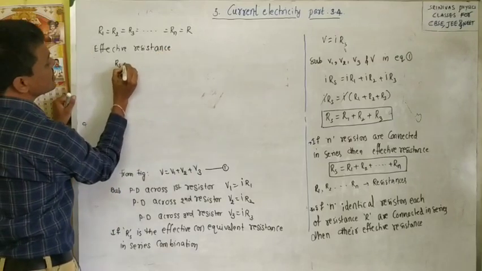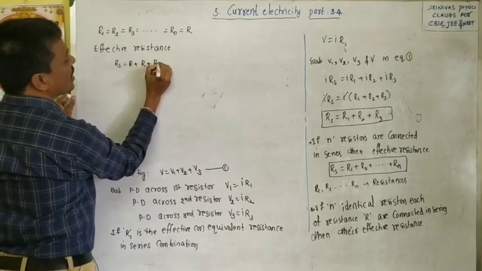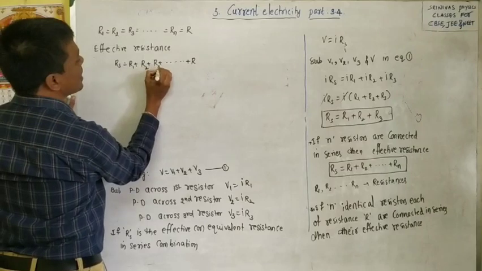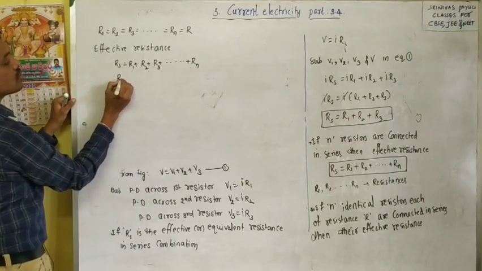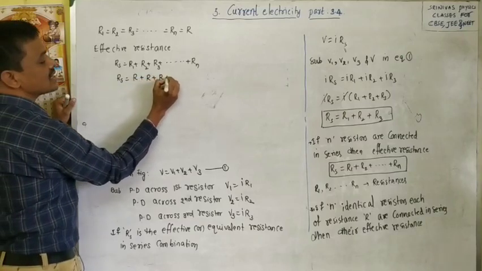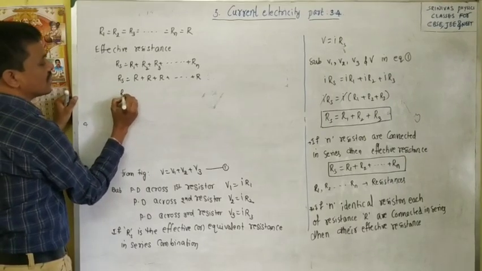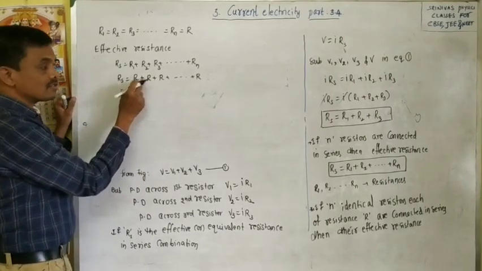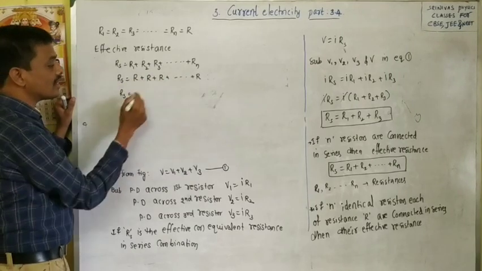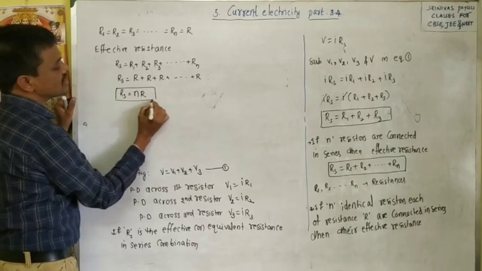That is, Rs is equal to R1 plus R2 plus R3 and so on, up to Rn. Now we have to substitute all values in this: R plus R plus R plus R. All are identical, that's why. Here, what will you get? Only two resistors means R plus R is 2R, three means R plus R plus R is 3R, and n terms, you will get nR. This is the effective resistance in series combination.